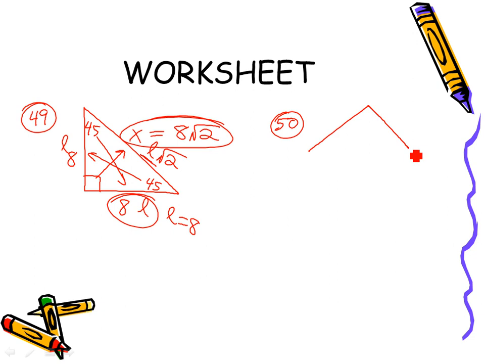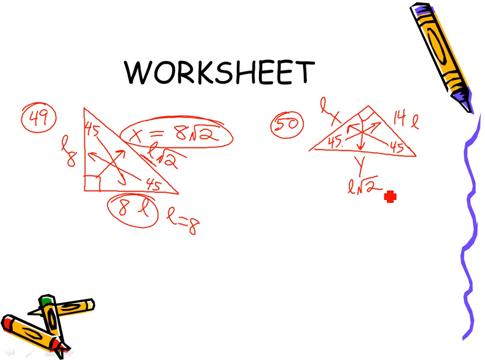Problem 50, they give us another 45, 45, 90 triangle. Mine doesn't look quite like theirs, but close enough. It's X, that's Y, this is 14. Again, if this is 45, that's 90. We know this other one has to be 45. Side across from the 45-degree angle is always going to be labeled L. Side across from this 45-degree angle is going to be labeled L. Side across from the right angle is going to be labeled L times the square root of 2.